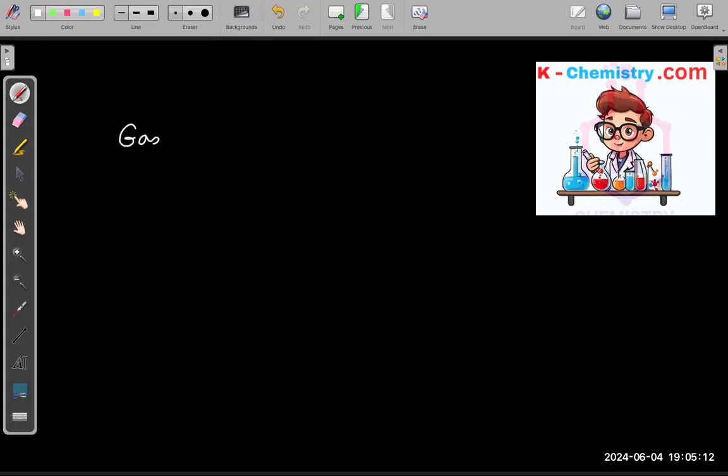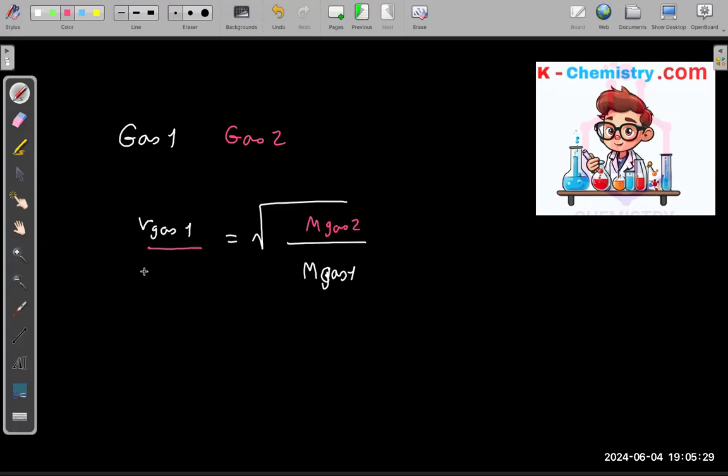So if you have gas number 1 and gas number 2, the speed of gas 1 over the speed of gas 2 is equal to the square root of the molar mass of gas 2 over the molar mass of gas 1. And of course, there are a lot of questions that we need to answer so that we can revise this one.